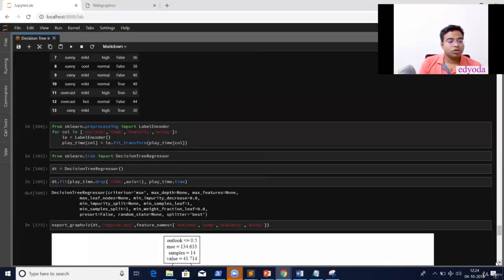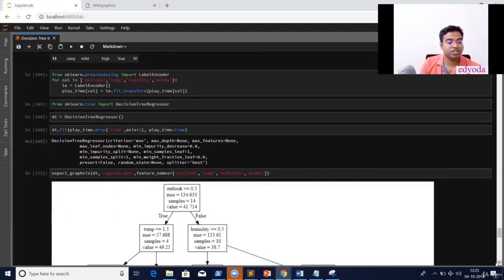Since these are categorical values and we need to fit this to a decision tree, we need to convert them into labels, right? That's what we are doing here. We are converting these categorical values into labels, only these four columns, not the last one. Then we are passing this to the decision tree, except for the time column, we are passing all of them, and it generates the tree.